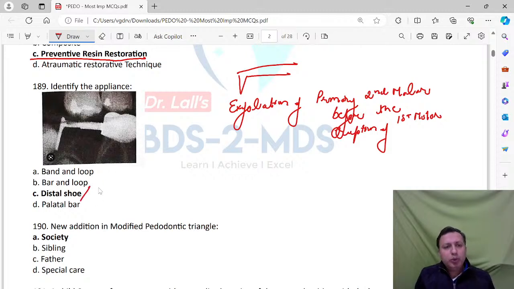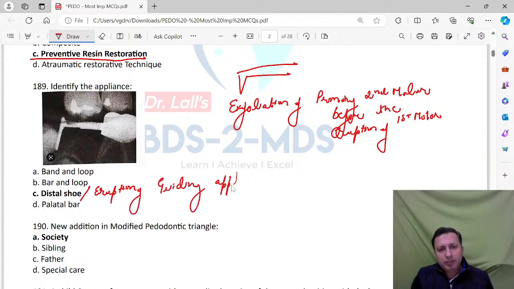So distal shoe is also called an eruption guiding appliance or an intra-alveolar appliance.